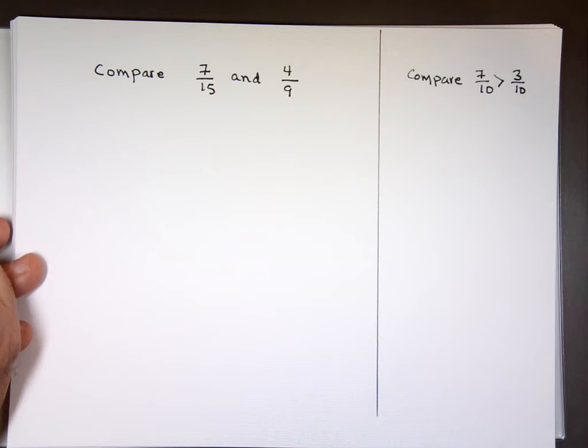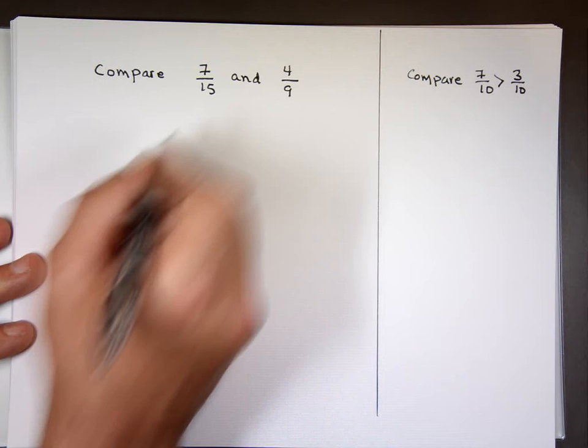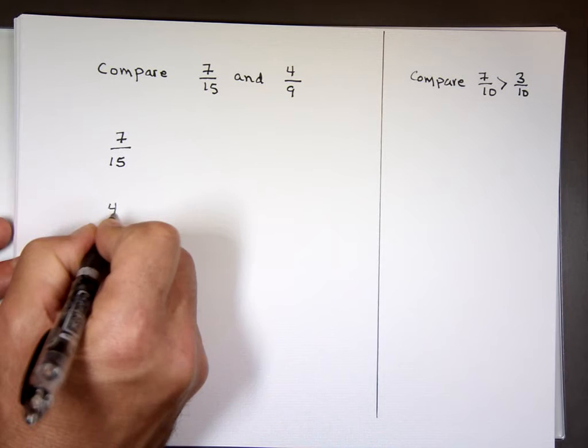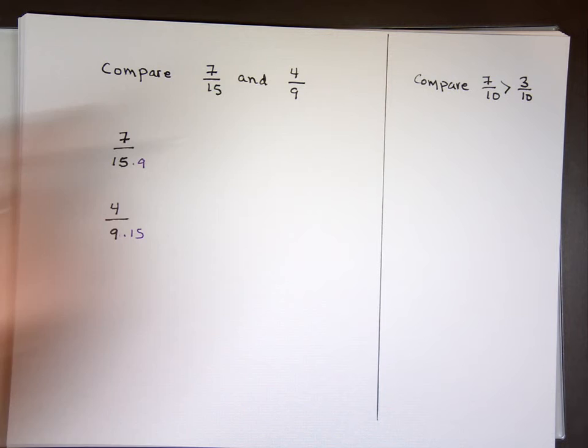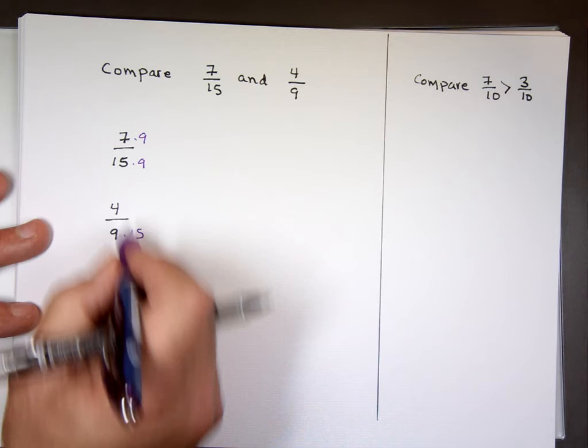How do you make the bottom the same? Well, I can take this one, the 7 over 15, and multiply the bottom by 9, and multiply the bottom of this by 15. So you multiply this by that number, you multiply this by this number. Well, wait a minute. If you multiply the bottom of this by 9, you got to multiply the top by what? 9. By 9. If you multiply the bottom by 15, you multiply the top by what? 15.